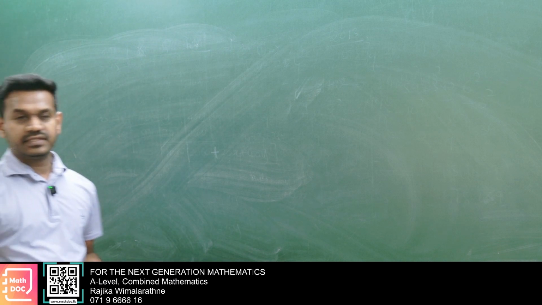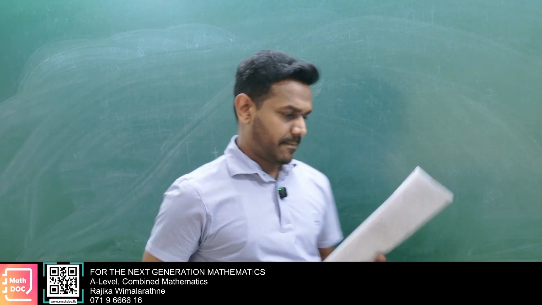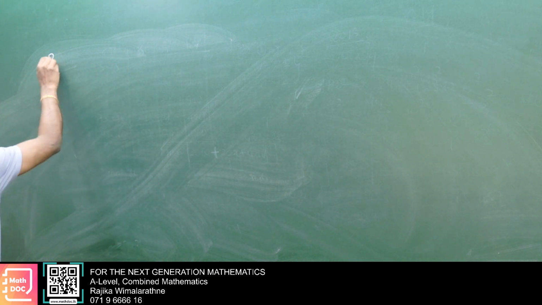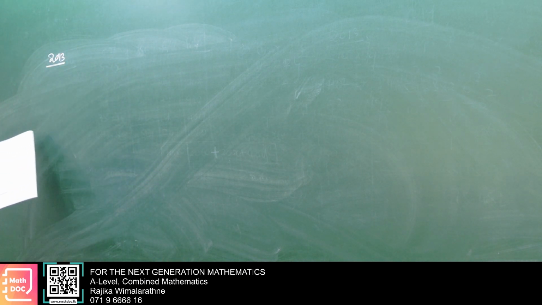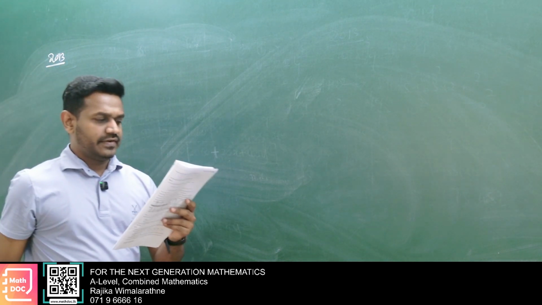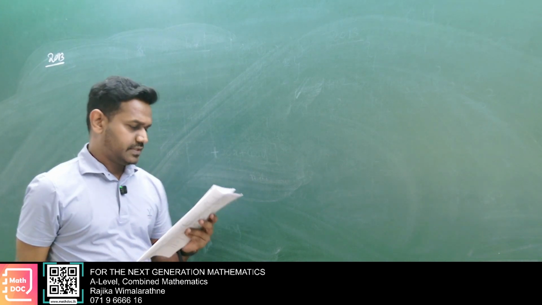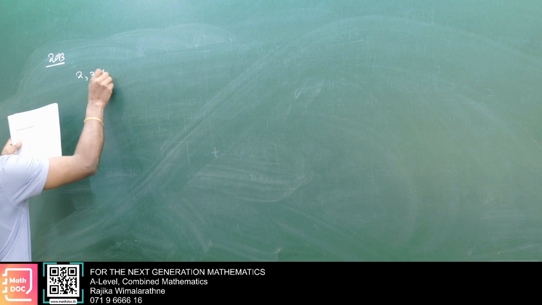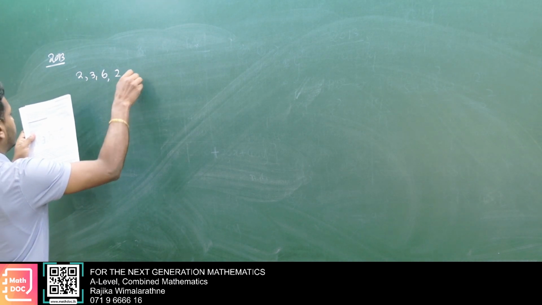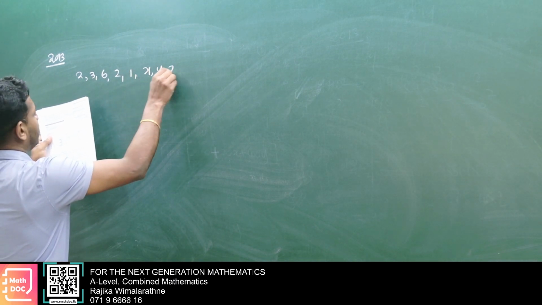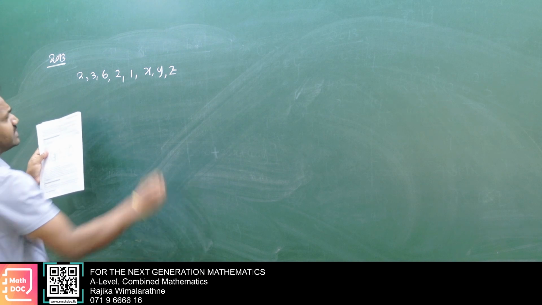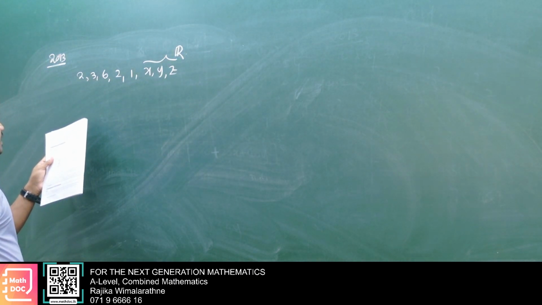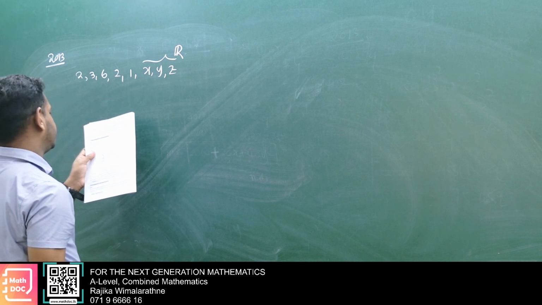Okay, 2013 question. The mean and mode of the following 8 observations are 4 and 6. 2, 3, 6, 2, 1, x, y, z. X, y, z are real numbers. Calculate the standard deviation of the 8 observations.